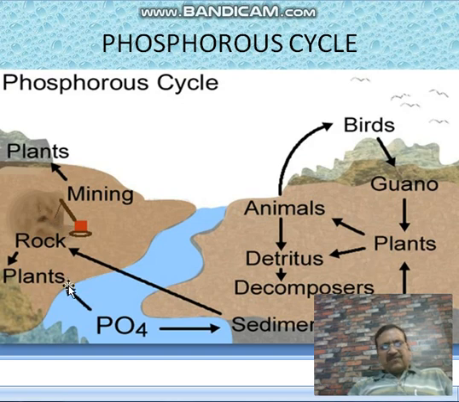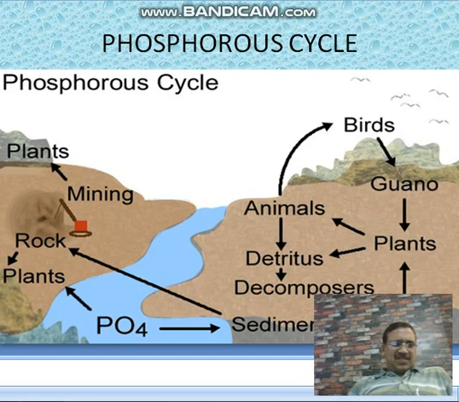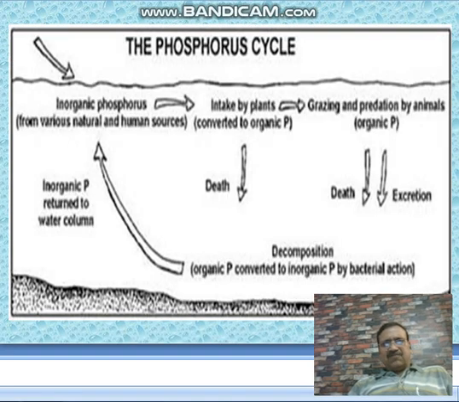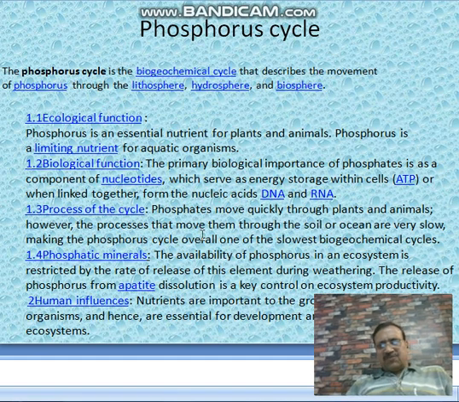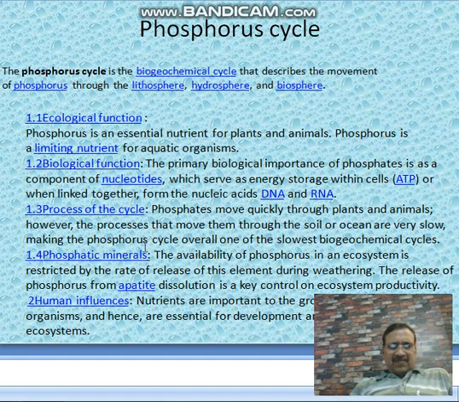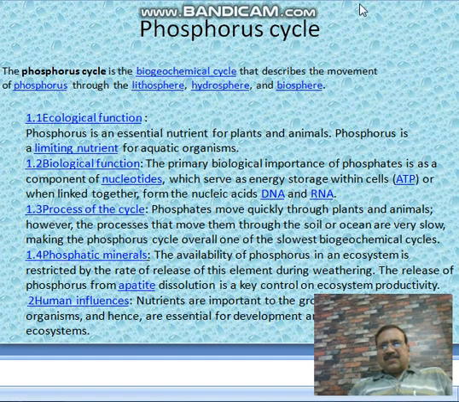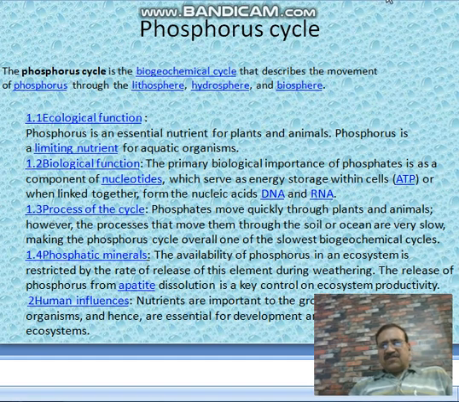From rocks, some phosphates or many minerals are taken as feed by plants, and it completes its cycle. You can see in another slide here, this is also a phosphorus cycle. This completes the cycle, and in this slide you can see some terms related to the phosphorus cycle. So here are shown the different cycles of nature. Thank you.